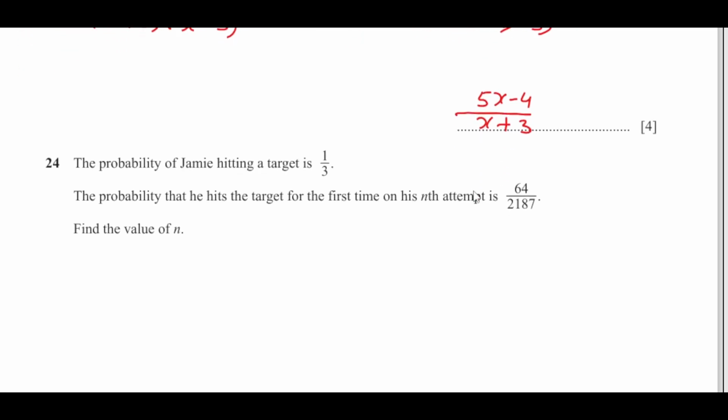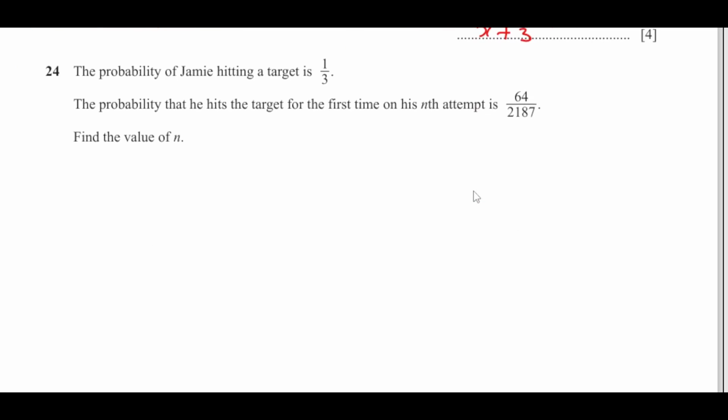Now number 24, the probability of Jamie hitting a target is 1/3. The probability that he hits the target for the first time in his nth attempt is 64/2187. So this is the probability of hitting, right? Probability of the hit is 1/3. And what will be the probability of not hitting? Probability of not hitting is going to be 1 minus 1/3, which is 2/3, right?